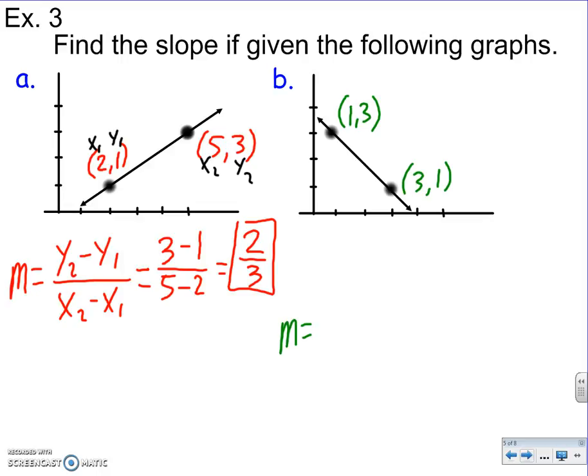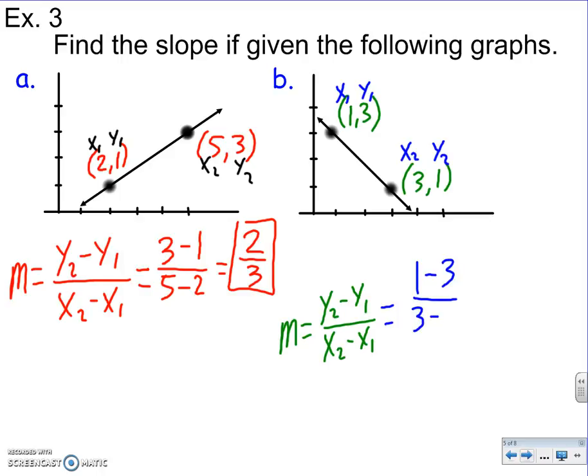Slope formula, y2 minus y1 over x2 minus x1. I still label x1, y1, x2, y2. And I just fill it in. y2 is 1 minus y1 is 3 over x2 is 3 minus x1 is 1. 1 minus 3 is negative 2. 3 minus 1 is positive 2. That reduces to negative 1. So my slope here is negative 1.